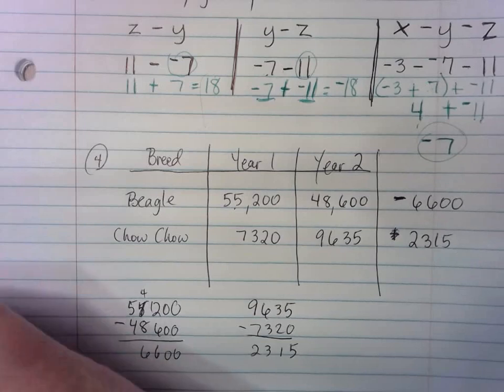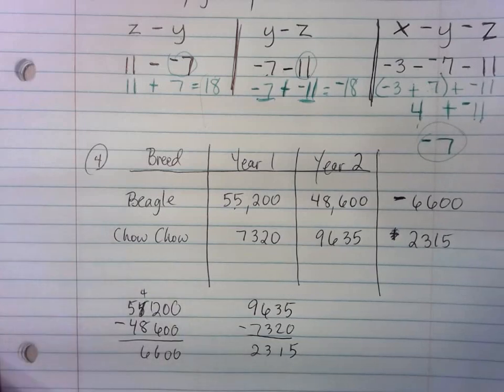Make sure you understand that from one to the other, there is either a decrease in the number of dogs that were registered, or an increase in the number of dogs that were registered.